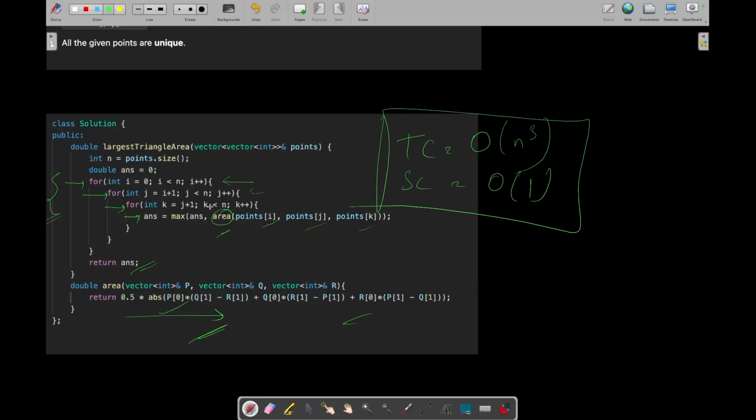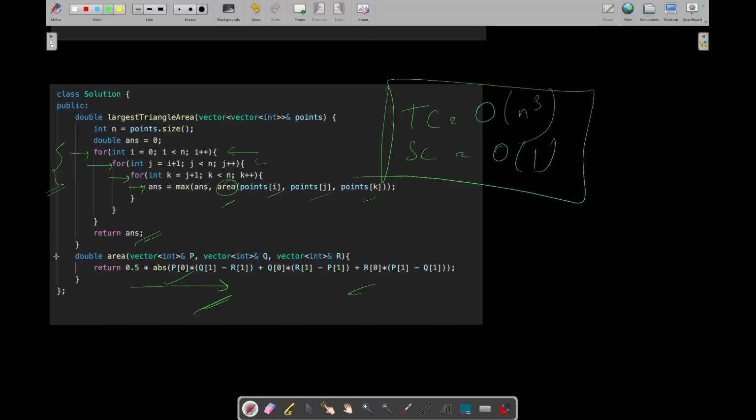So yeah, that's all for this question. I hope you get it. This was a pretty easy question, but the mathematical part was too hard to figure out.